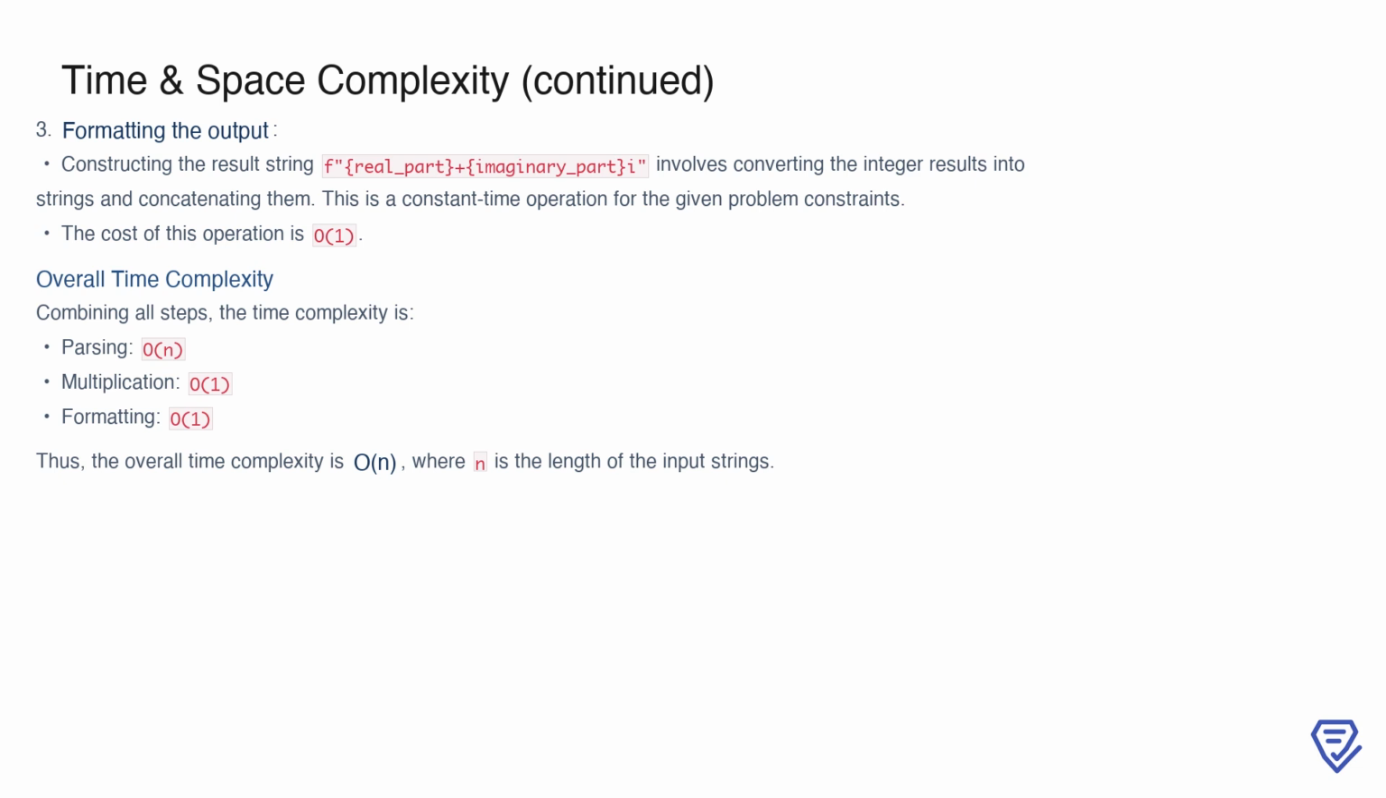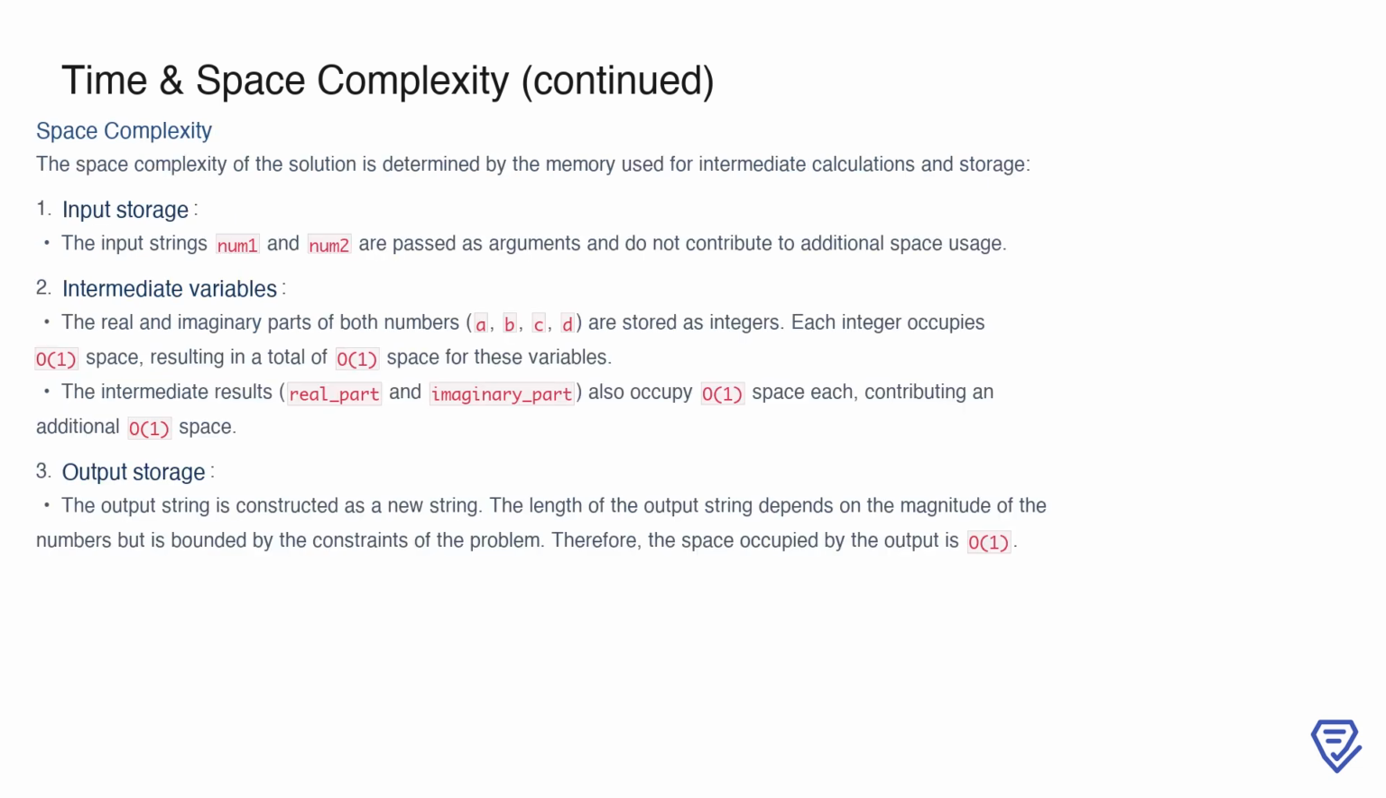When we combine all these steps, the overall time complexity becomes the sum of parsing, which is O(n), the multiplication, which is O(1), and the formatting, also O(1). Since O(n) dominates, the total time complexity of the solution is O(n), where n is the length of the input strings. Turning to space complexity, we first consider the input storage.